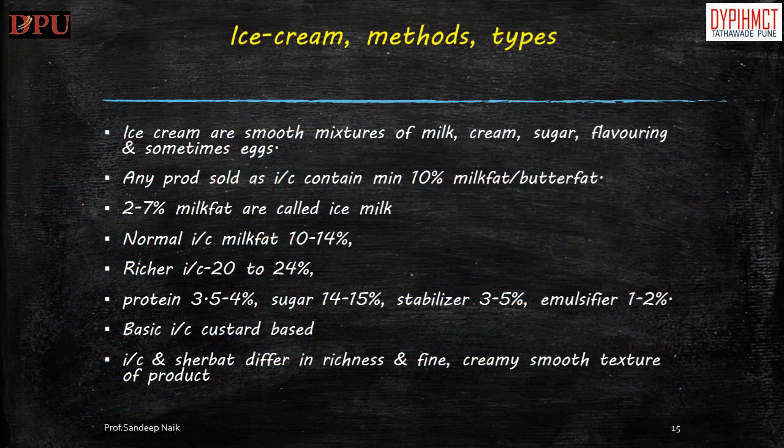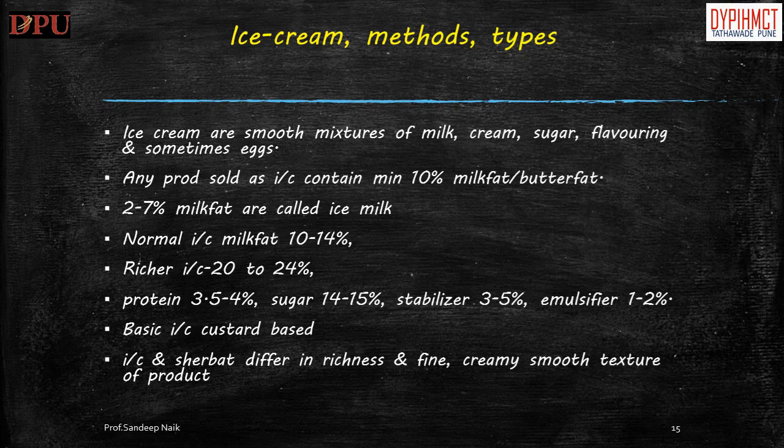Ice cream, method of preparation and types. Ice creams are smooth mixtures of milk, cream, sugar, flavoring, additives and sometimes eggs. Any product sold as ice cream must contain minimum 10% milk fat or butterfat.